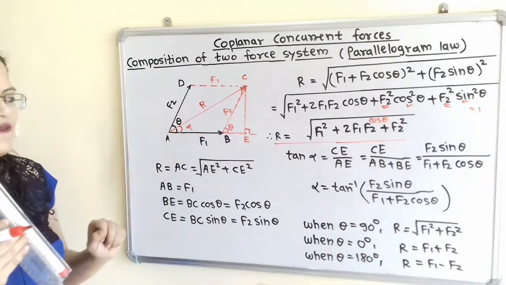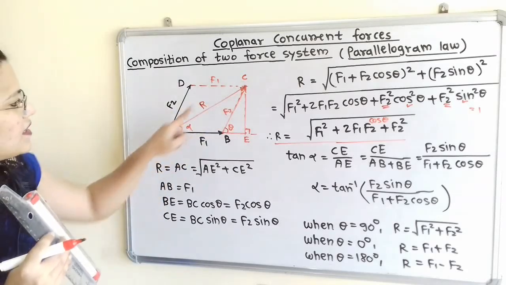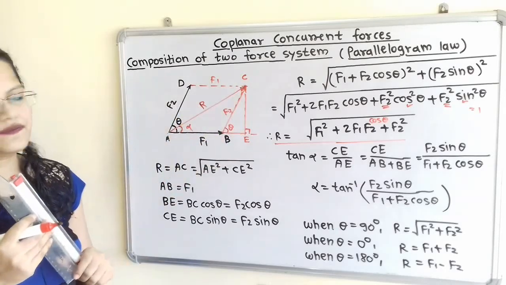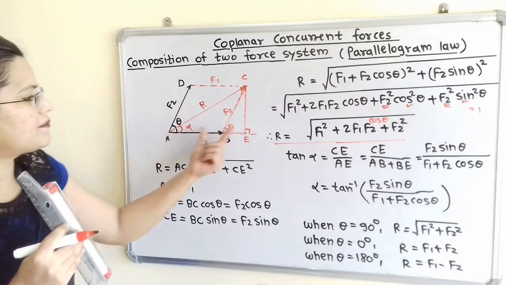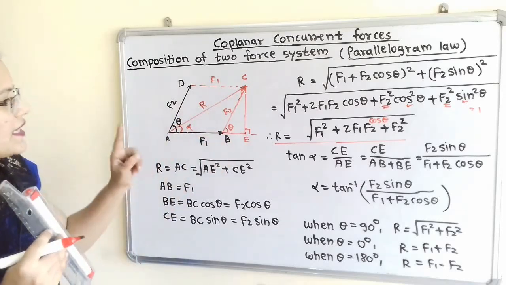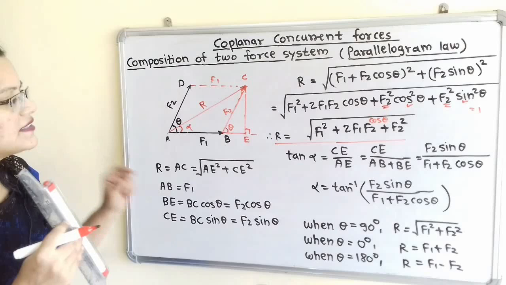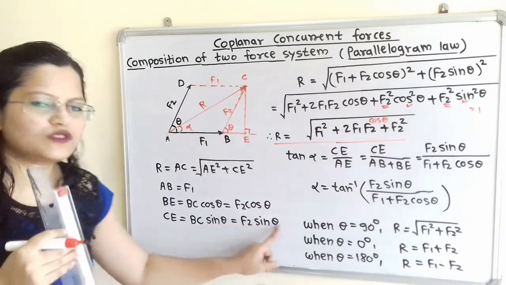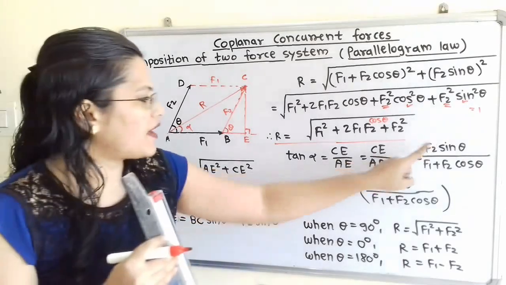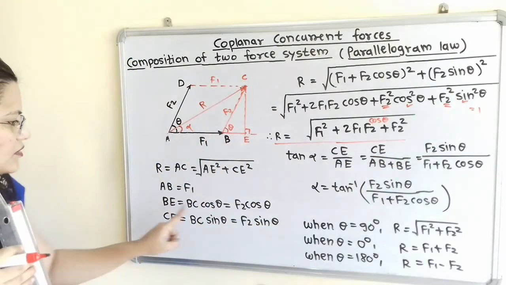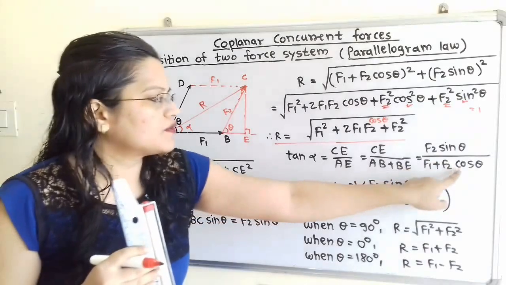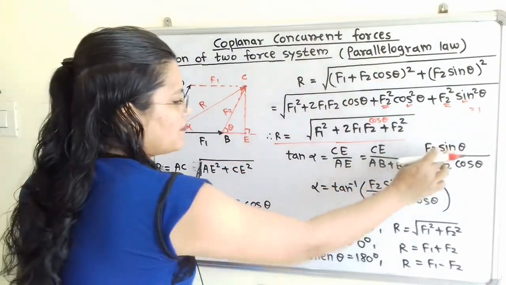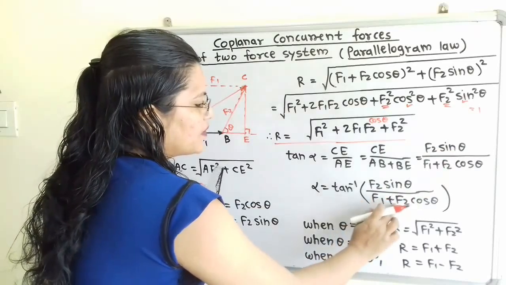So tan of alpha is equal to, from this triangle ACE again, CE divided by AE. That is CE divided by AB plus BE. From this triangle we know the value of CE is F2 sin theta, and BE we have shown here is F2 cos theta. So again alpha is equal to tan inverse of F2 sin theta divided by F1 plus F2 cos theta.